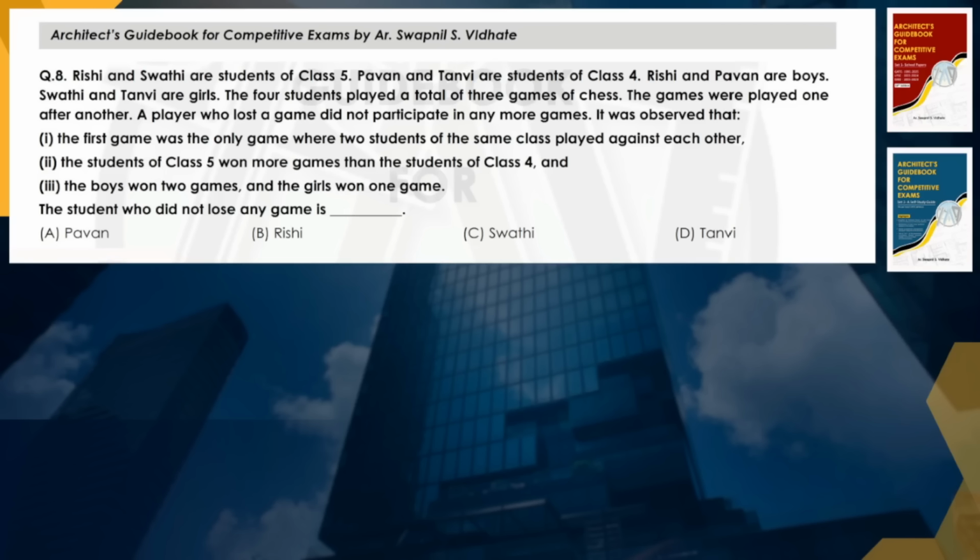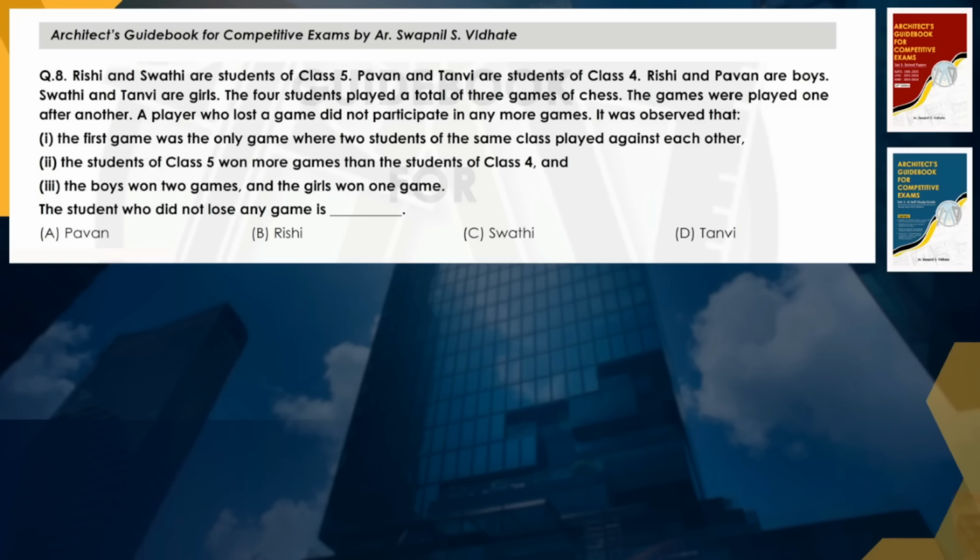Question 8. Rishi and Swati are students of class 5. Pawan and Tanvi are students of class 4. Rishi and Pawan are boys. Swati and Tanvi are girls. The four students played a total of 3 games of chess. The games were played one after another. A player who lost a game did not participate in any more games.